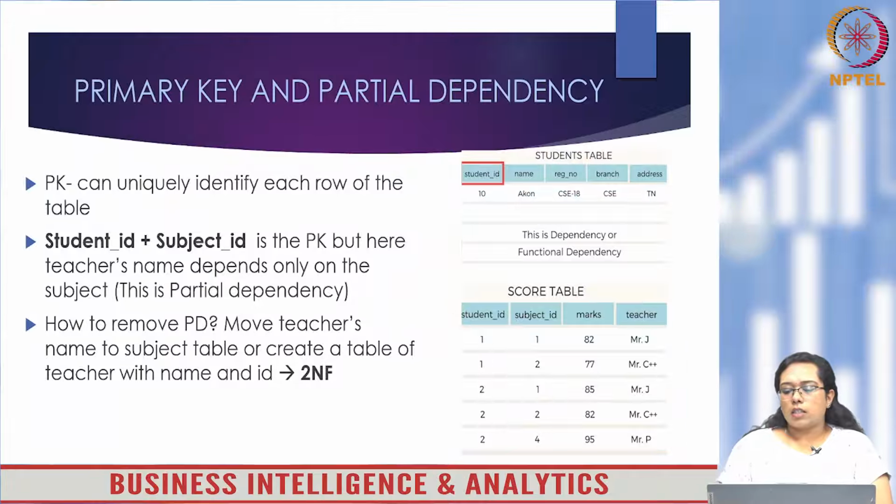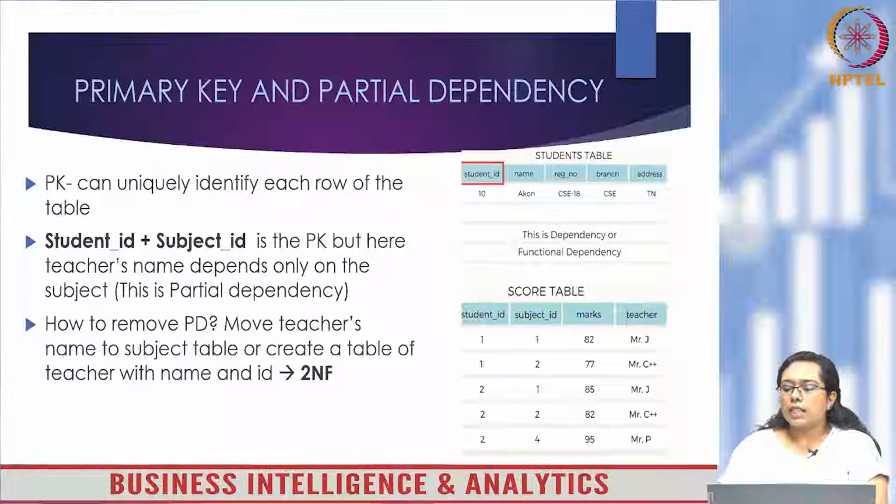Okay, because if you take the student ID, it is repeating the same values, right? It cannot uniquely identify the whole table. Similarly, with subject ID, it is also repeating. There are 2 1s and 2 2s. So, it is also not able to uniquely identify the table. So, what we do is we combine both student ID as well as subject ID to make it the primary key of the score table. So, that is what we have done.